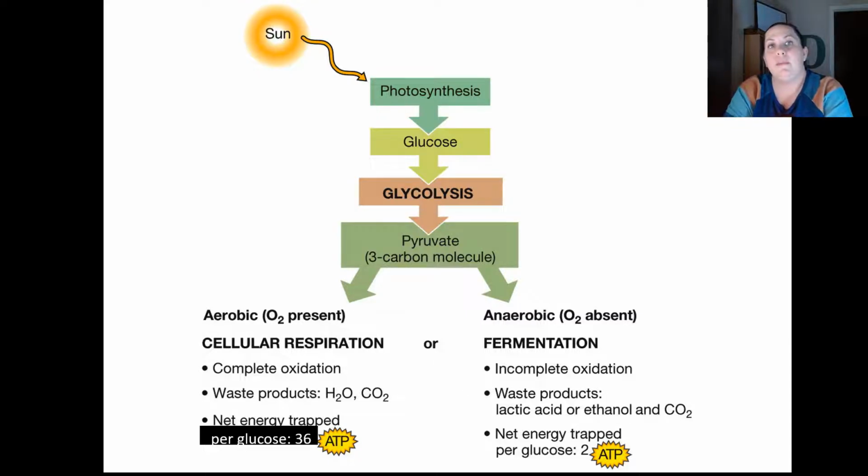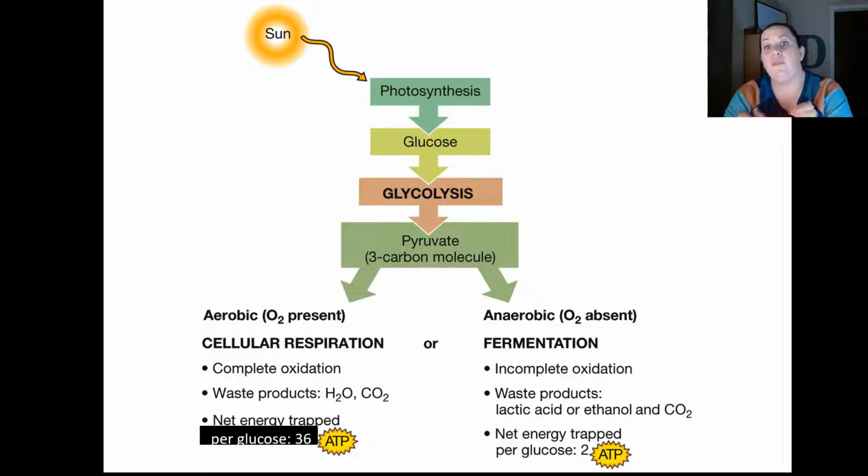Now, guys, ultimately, remember, all energy comes from the sun. Photosynthesis is going to take place, which we're going to talk about next chapter, and it helps produce glucose. Glucose can now enter into the cells, and it can go through glycolysis. Glycolysis creates the pyruvate, and the pyruvate, depending on if oxygen is present or not, determines its fate. If oxygen is present, we call that aerobic cellular respiration. This gives us complete oxidation, and our waste products are water and carbon dioxide. And our net energy that we are able to then utilize is going to be 36 ATP per glucose.